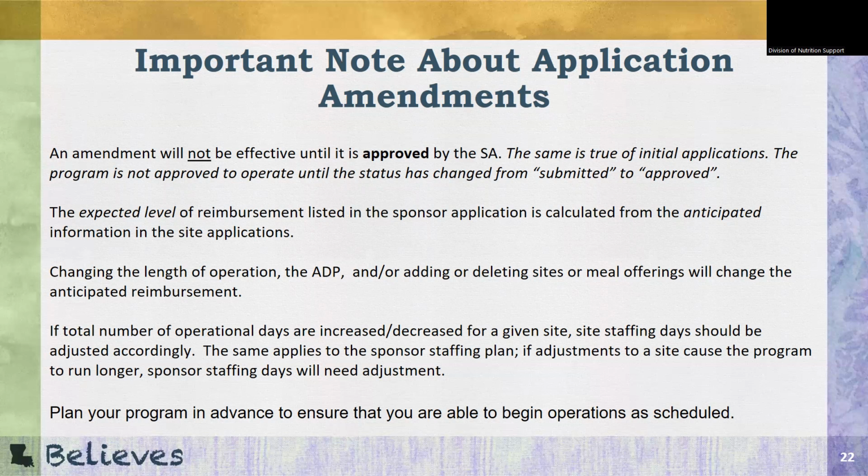The expected level of reimbursement listed in the sponsor application is calculated from the anticipated information in the site application. Changing the length of the operations, the ADP, and/or adding or deleting sites or meal offerings will change the anticipated reimbursement. If the total number of operational days is increased or decreased for a given site, site staffing days should be adjusted accordingly. The same applies to the sponsor staffing plan. If adjustments to a site cause the program to run longer, sponsor staffing days will need to adjust. Plan your program in advance to ensure that you are able to begin operation as scheduled.